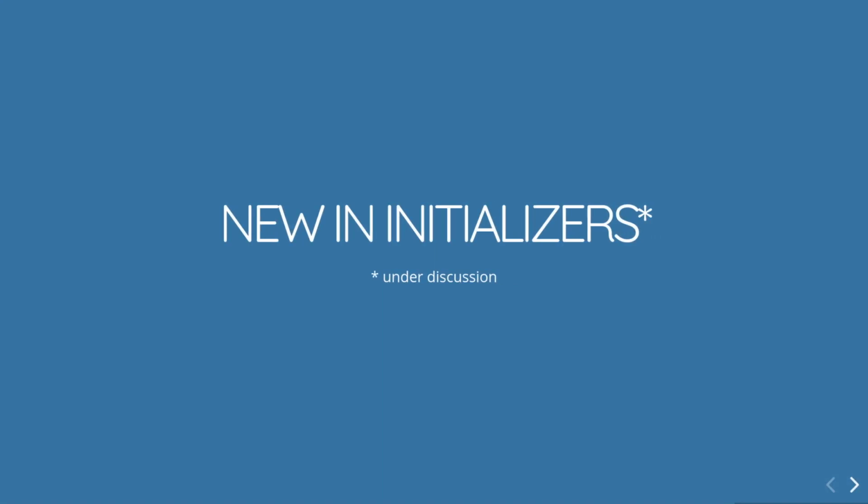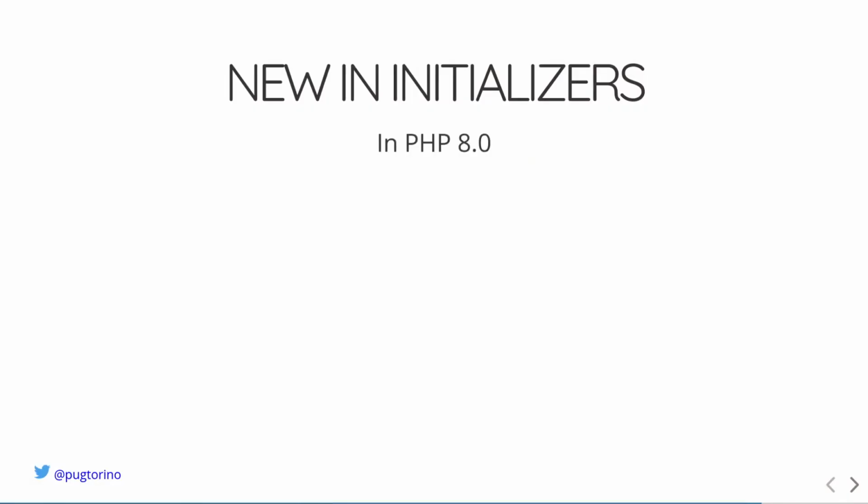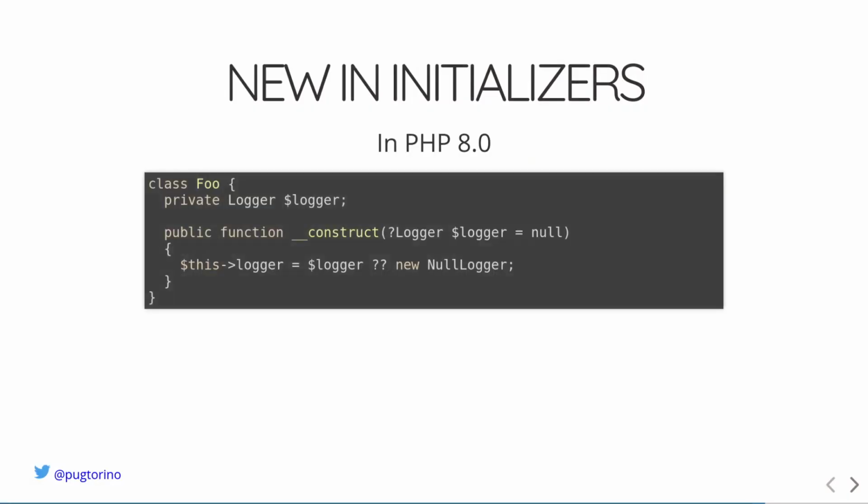Another nice feature is the new initializers, and this is actually still under discussion, so it's not present in the alpha release of PHP 8.1, and I hope this will be added soon because it's very interesting. So in PHP 8.0, if you need to have a default value for an object in the constructor, the only way to do it is basically to pass the logger, so the type of the object that you want, with the question mark to have a null value. So you can pass also a new value, and you can have a default null value here.